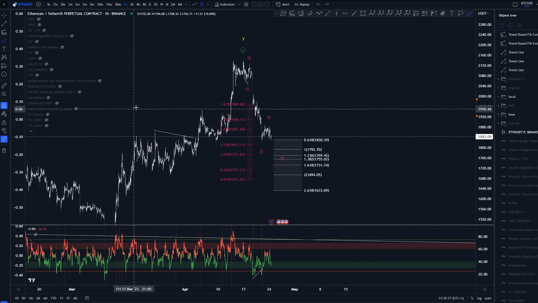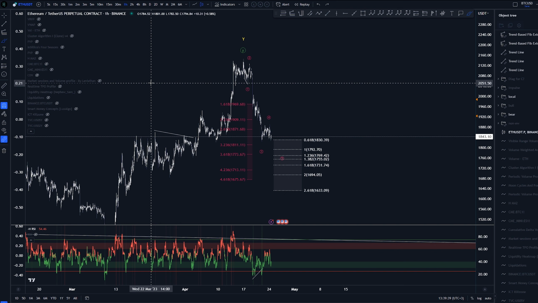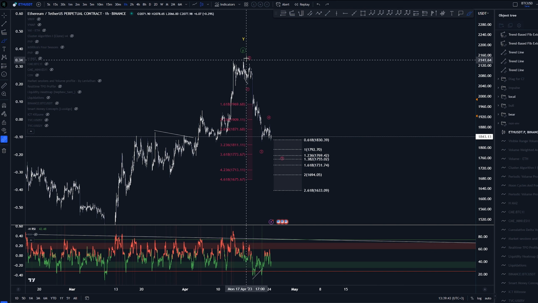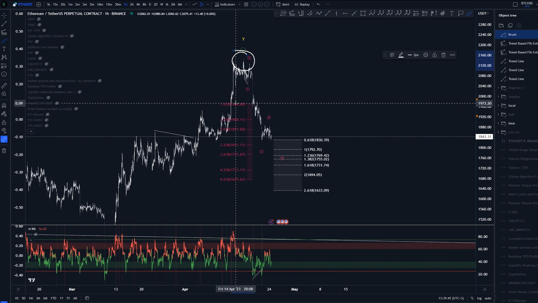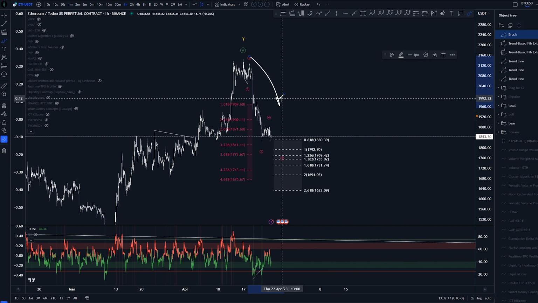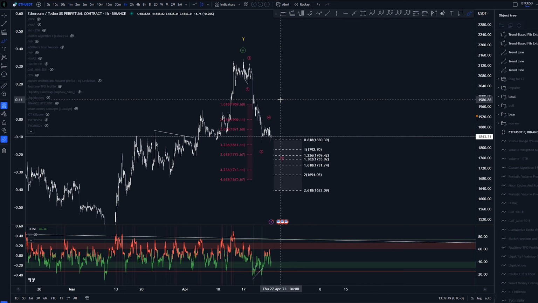So to make sure that ETH and Bitcoin are lining up together better, I feel like this is best labeled as an end of something and the move down as a start of something new.